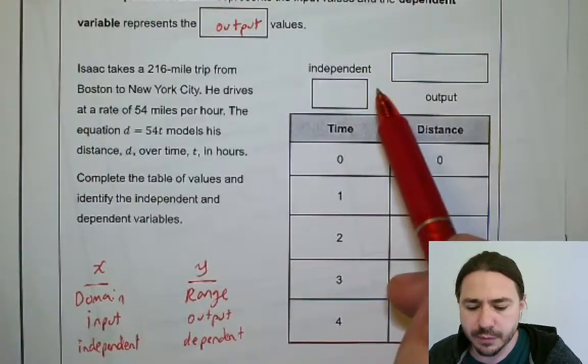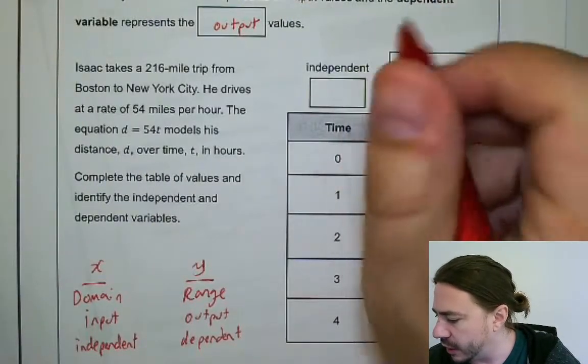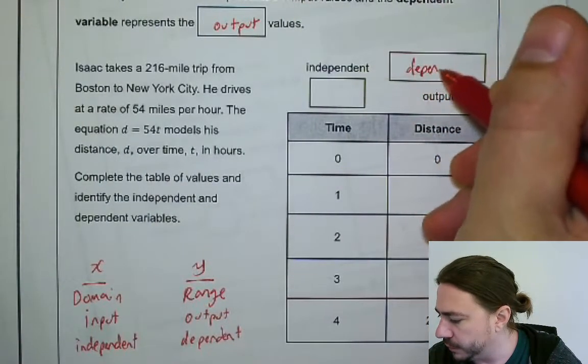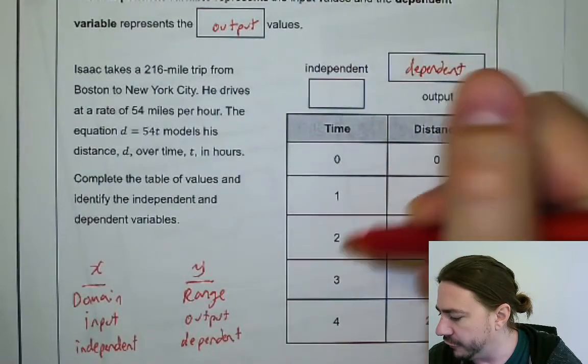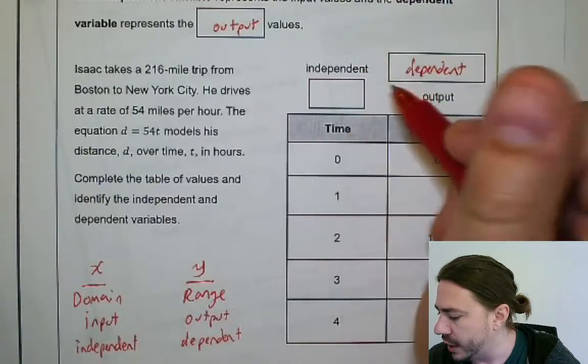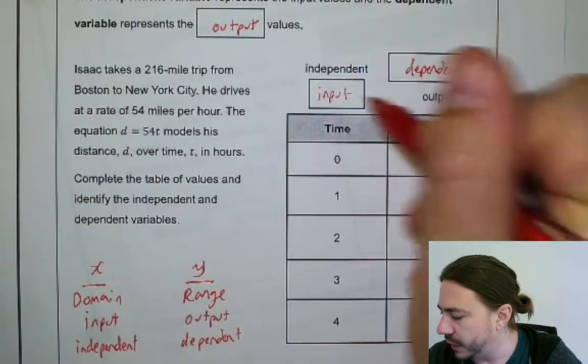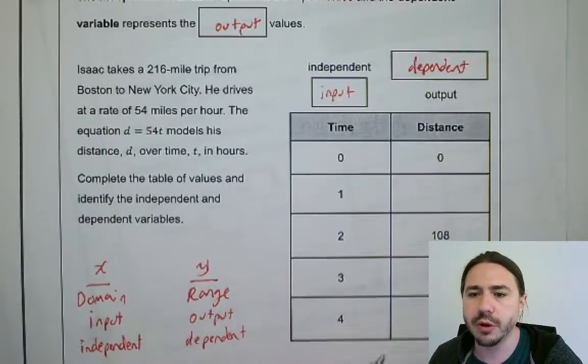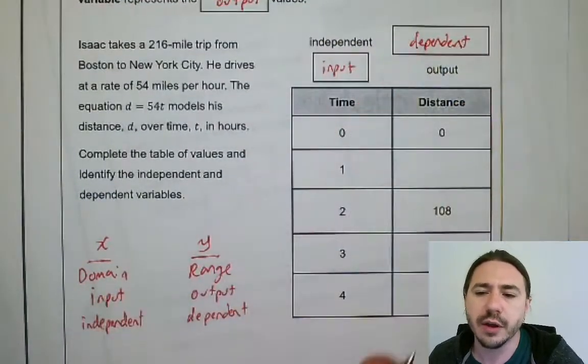So this is going to be our independent column. This is going to be our dependent column. These are my independent values, dependent values. This is my domain. This is my range. This is my inputs, and this is my outputs. Okay, so we'll go through all that. Let's go ahead and fill out the table first.